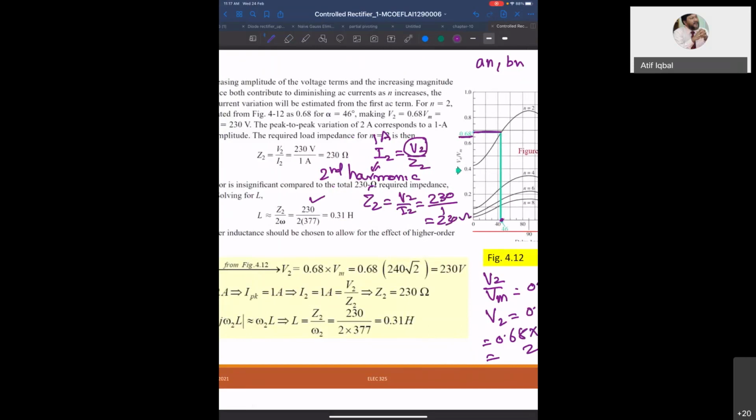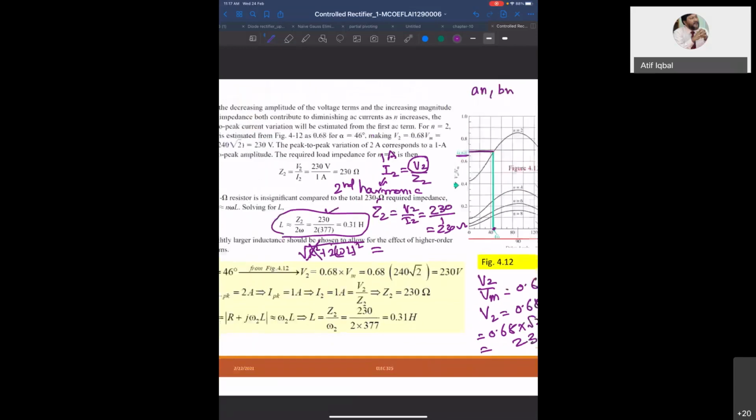So from this you can calculate the value of inductance. If you neglect resistance, because it is mostly inductance which is present here, or if you include resistance in the calculation, then it will be the square root of R square plus (2 omega L) square. Or just neglect R, then it will be only 2 omega L. So from here you calculate L as 0.31. Okay, is it clear?